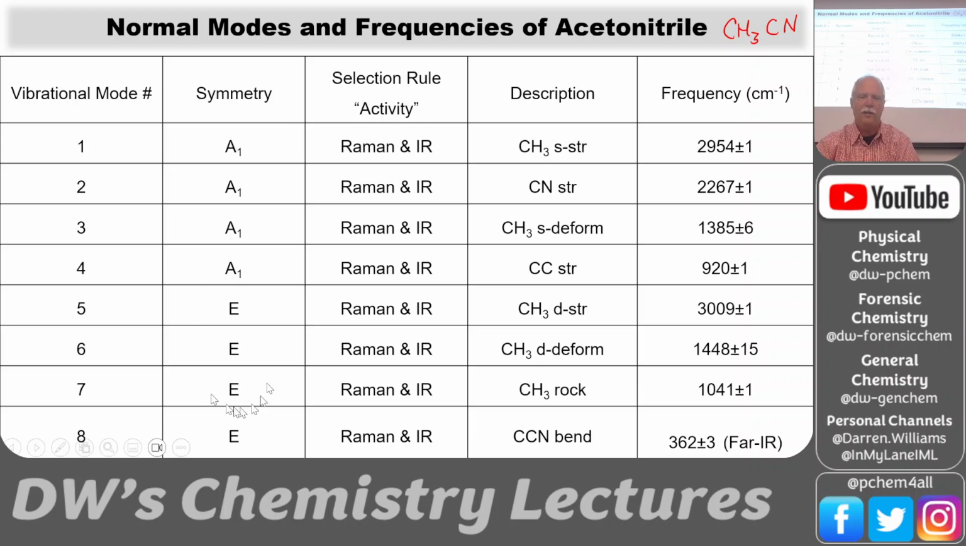And look at all of its different vibrational modes. 4 of them. Well, first of all, how many atoms do I have? 4, 5, 6. 6 atoms. N equals 6. So 3N minus 6. Okay, 3 times 6 is 18. Minus 6 is 12. And vibrational modes, I only have 8. So what's going on with that?